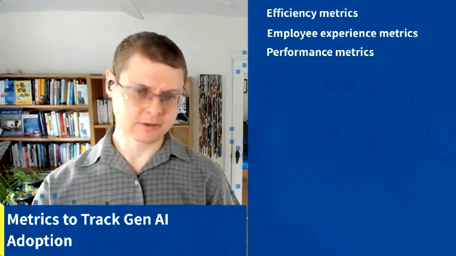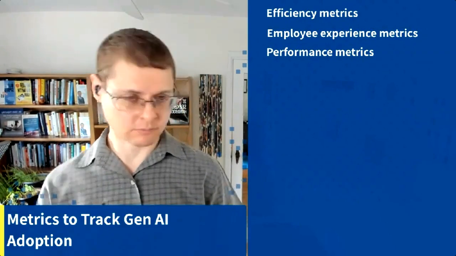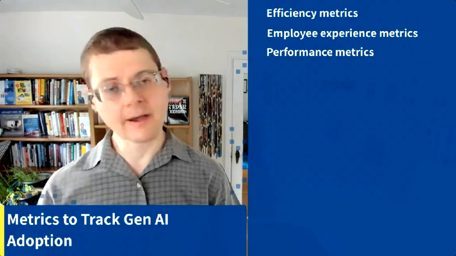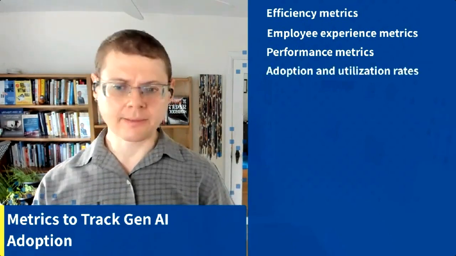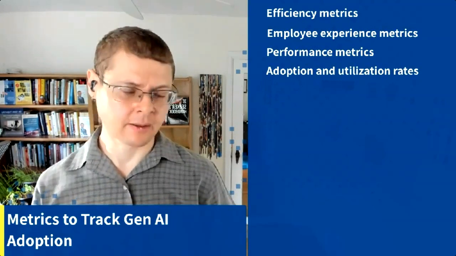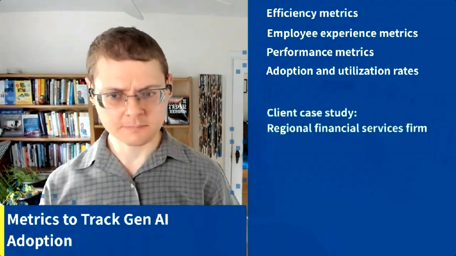One is efficiency, so lower costs, lower input. One is performance. Performance meaning higher performance, higher output from the same resources. Adoption and utilization rates. To what extent are people adopting generative AI? How well are they using it?